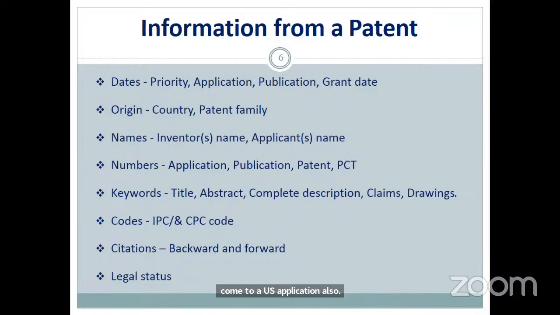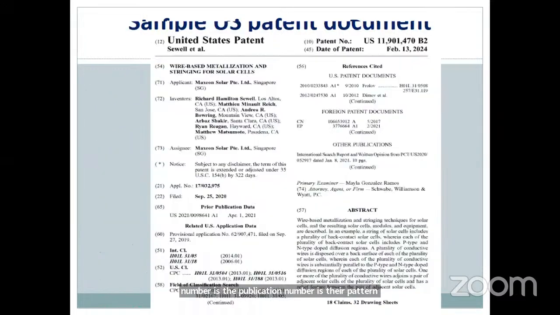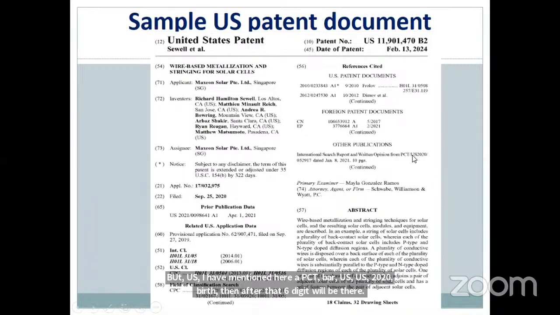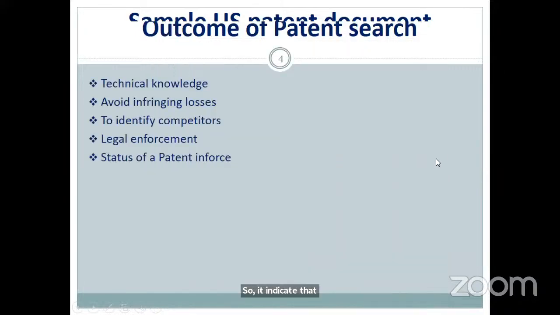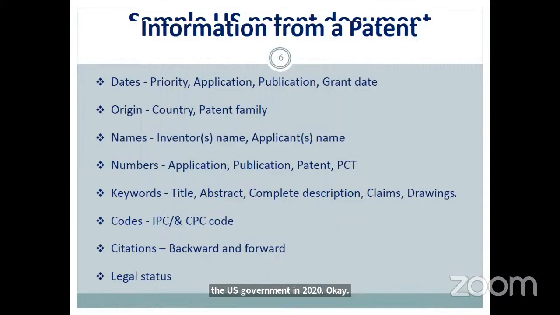And then the names. You can see that inventor name was there, applicant name was there, and then numbers. Application number, publication number, patent number, and then PCT number is also there. So the PCT number I have mentioned here: PCT slash US 2020 slash, then a 6-digit number. So it indicates that a PCT application has been filed under the US in 2020.